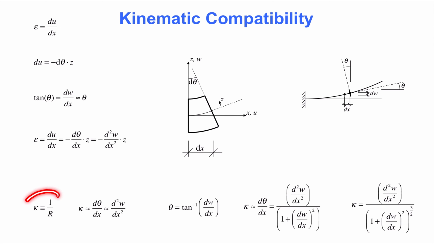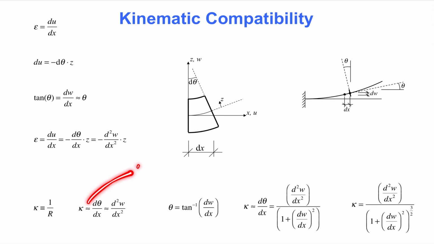Mathematically, curvature is defined as 1 over the radius of curvature, as shown here. In the Euler-Bernoulli beam theory that is presented in this video, the curvature is approximated by the second-order derivative of w, as shown here. Notice that there are two approximation signs.